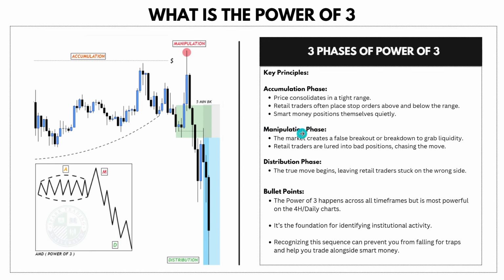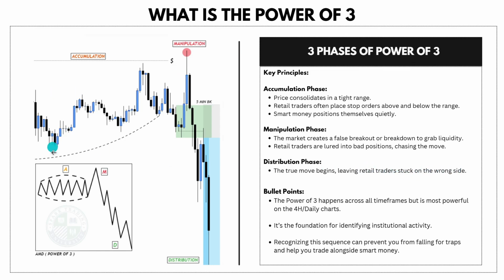For the manipulation phase, the market creates a false breakout or breakdown to grab liquidity. Retail traders are lured into bad positions chasing the move. The distribution phase is the last phase. This is where the true move begins, leaving retail traders stuck on the wrong side.